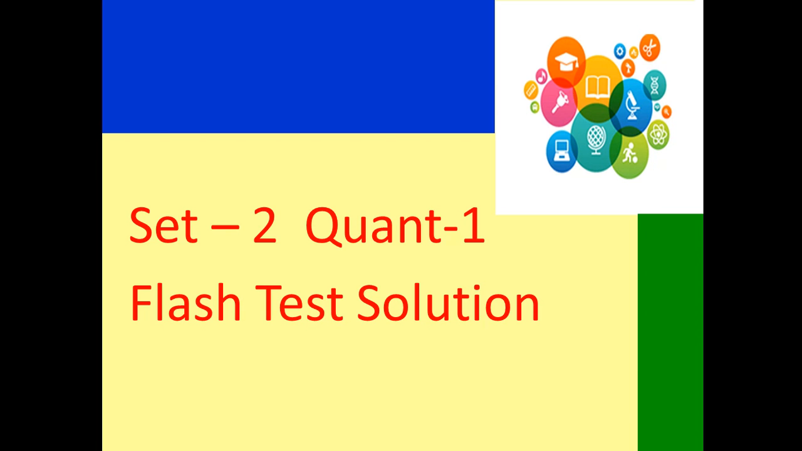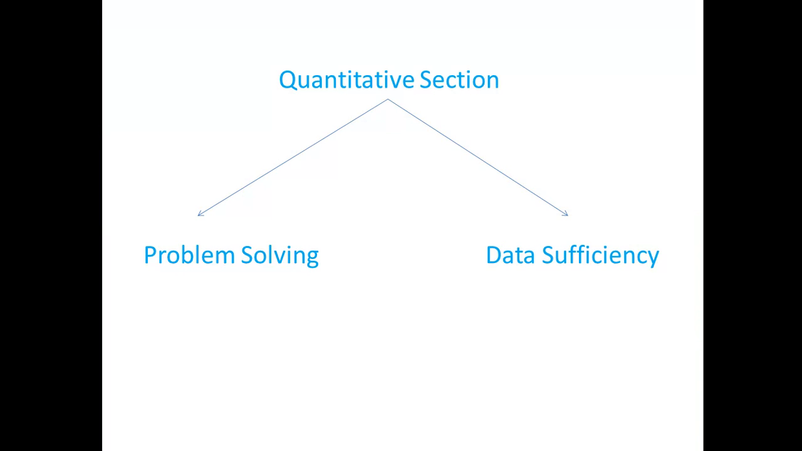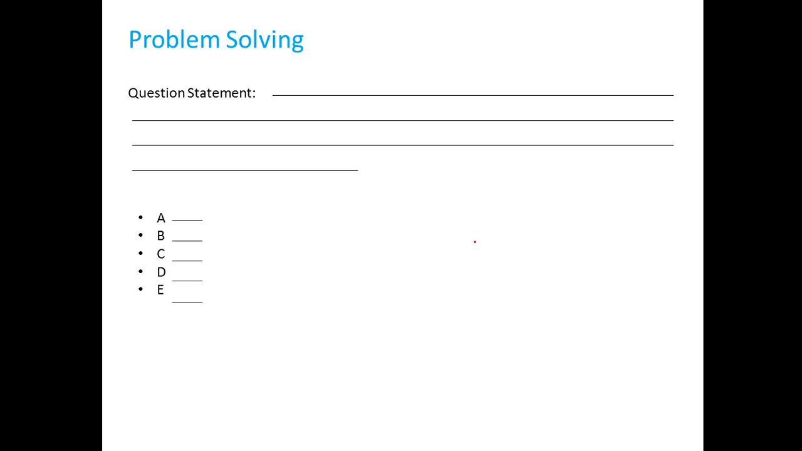So here we are to discuss the solution of Set 2 Quant 1. Before heading in, I would like to introduce you to the quantitative section of GMAT. The quantitative section of GMAT consists of two types of problems. The first one is problem solving and the other one is data sufficiency.